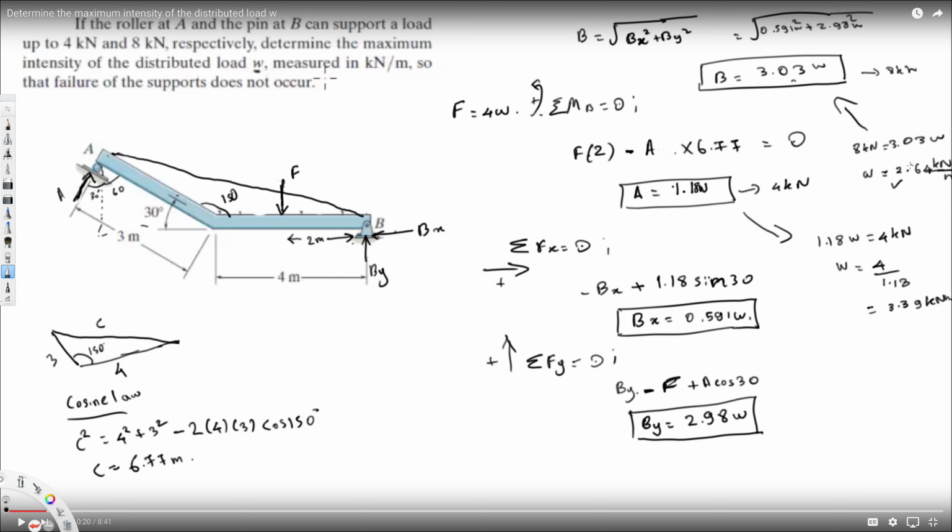We have to always select the lowest value. So if you apply this one, 2.64, it's going to be below 8 kilonewton. So that's why we choose this one. So this is the best answer. This is not going to happen. So this is the answer for this question. I hope you guys like this video. See you next time. So the final answer is W is equal to 2.64 kilonewton per meter.